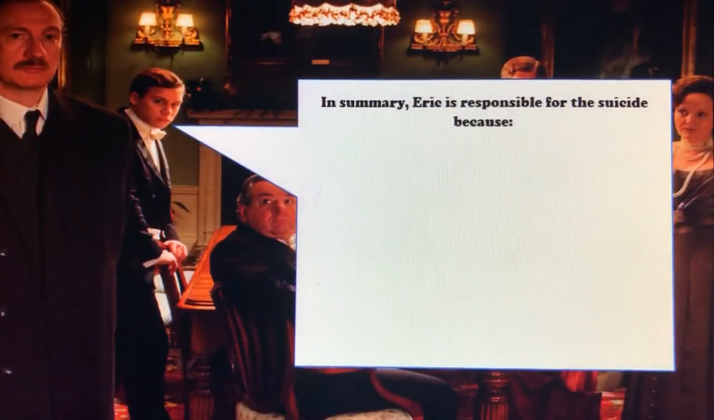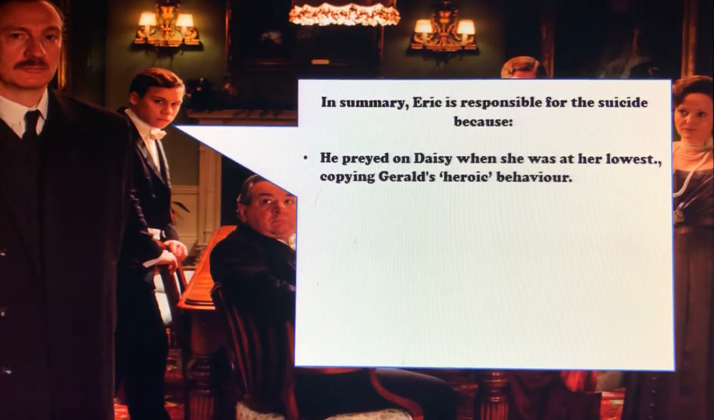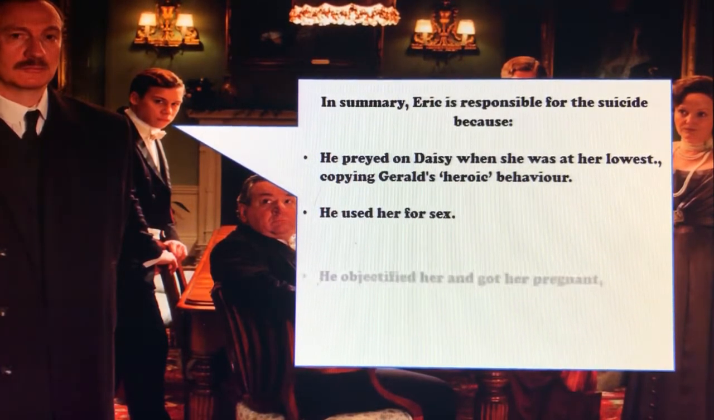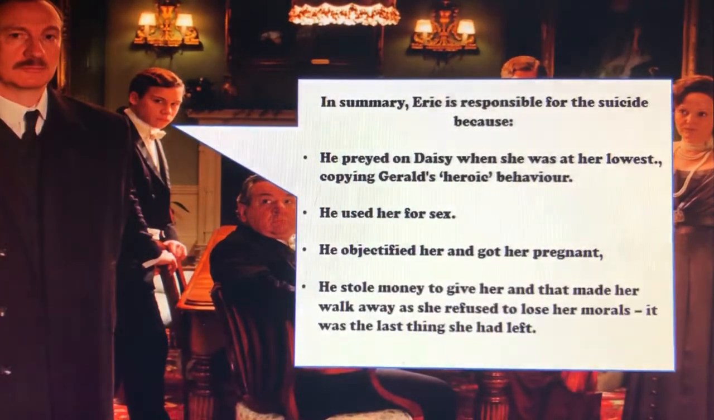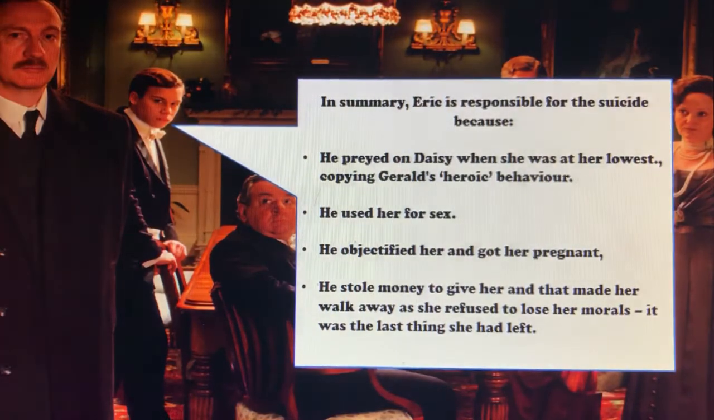In summary, Eric is responsible for the suicide because he preyed on Daisy when she was at her lowest, copying Gerald's heroic behaviour. He used her for sex. He objectified her and got her pregnant. He stole money to give her, and that made her walk away as she refused to lose her morals, the last thing she actually had left.